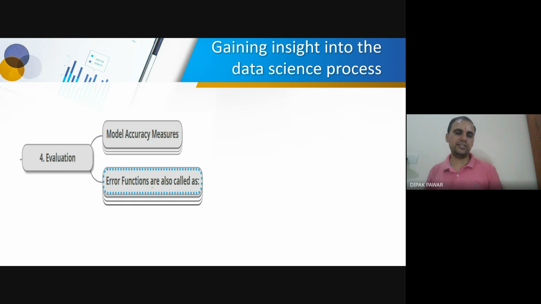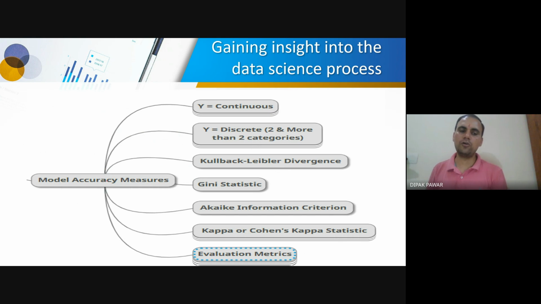Evaluation is considered in two parts. One is the model accuracy measures, which tells how good your model is performing. If your model is not providing 100% output, then there are some errors, right? So we have to understand which type of errors there are. Clear? So we'll see what is inside it. When we talk about model accuracy measures, the output might be continuous or discrete, and we also have certain statistical measures, like the Gini statistic, the Kullback-Leibler divergence, the Akaike information criterion, and kappa. These different statistical methods are used to decide the model accuracy.